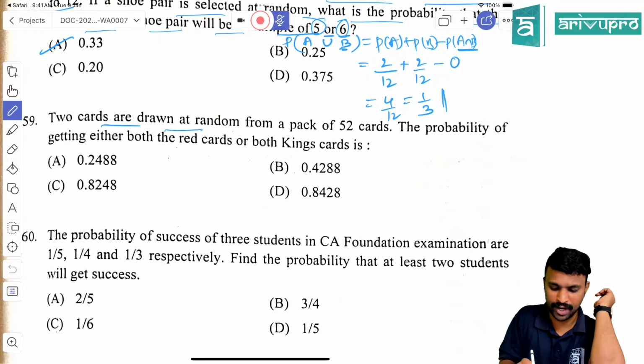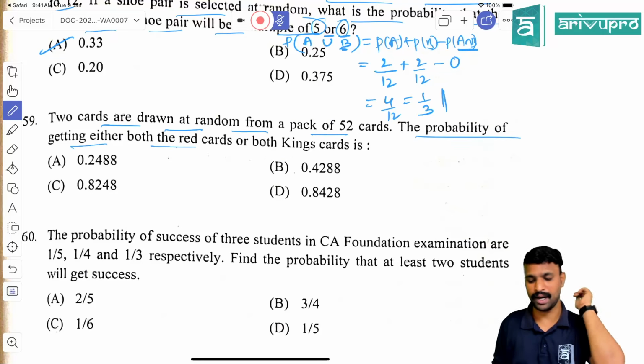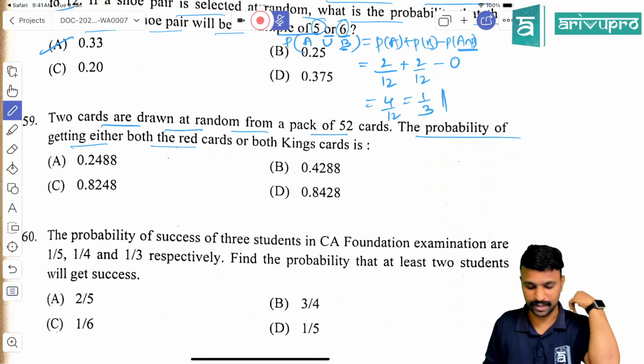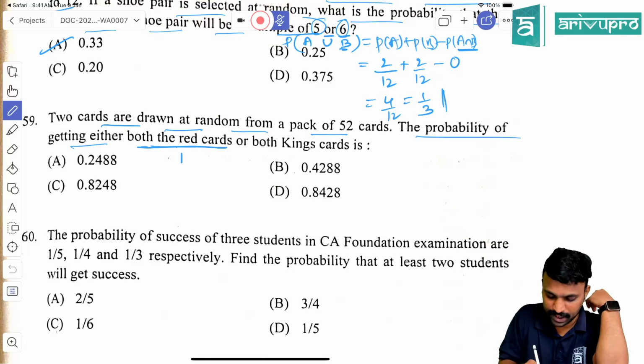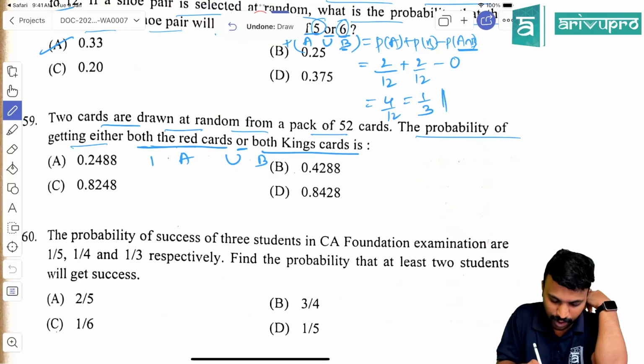2 cards are drawn at random from a pack of 52 cards. The probability of getting either both red cards or both king cards. So both red cards is A, both king cards is B. What separates the two events? Or means union. So P of A union B is what we are asked to find.